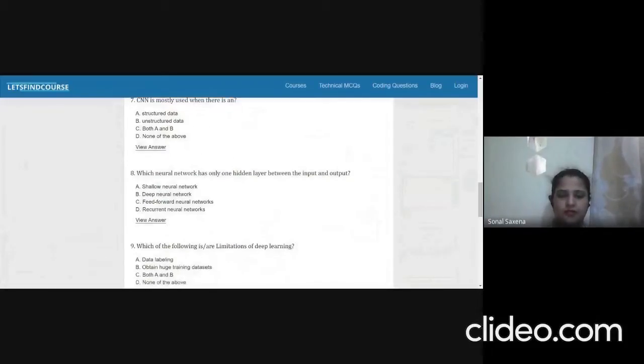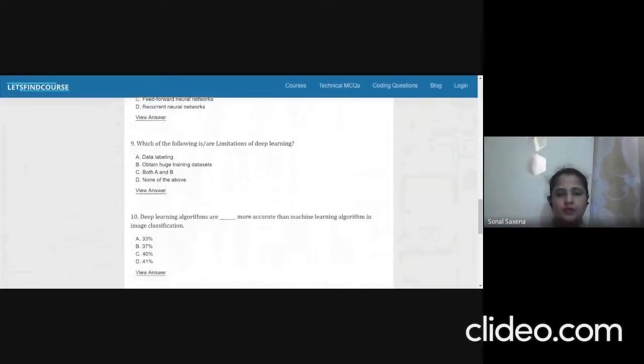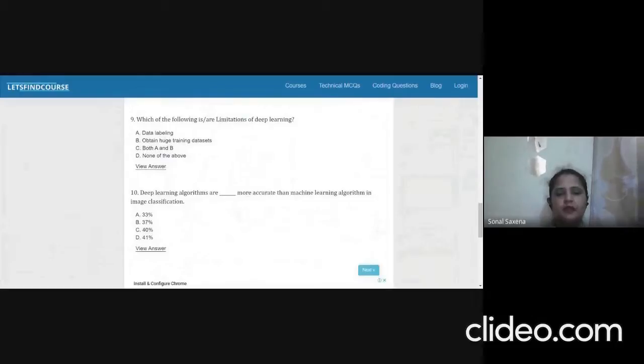Let me take you to the next set of questions, question number 9 and question number 10. Which of the following is a limitation of deep learning? Is it data labeling, obtaining huge training data sets, both A and B, or none of the above?